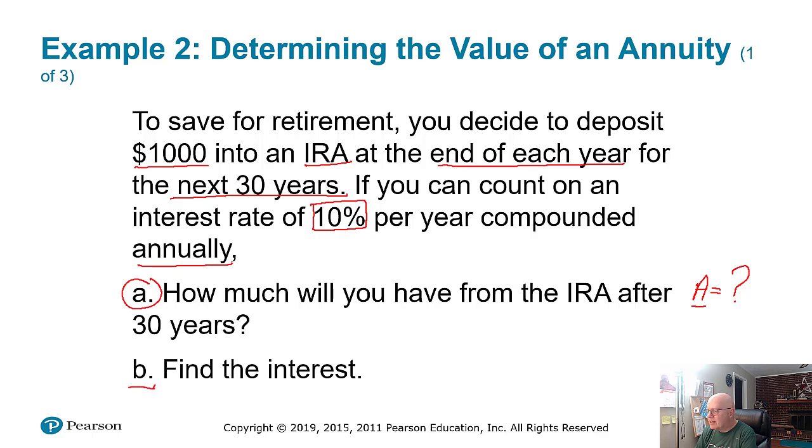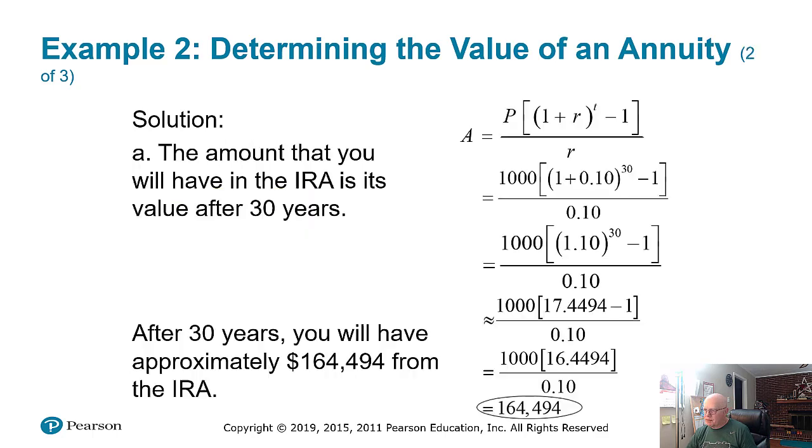You can't get the interest directly. You're going to have to find the amount or the value of the annuity first. Subtract what the total is for all your payments. So you'll take this, subtract all your payments, and that'll be the interest. So this is how it goes.